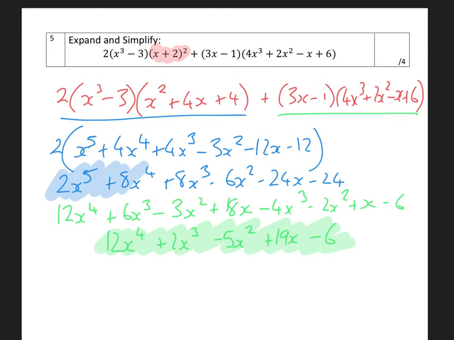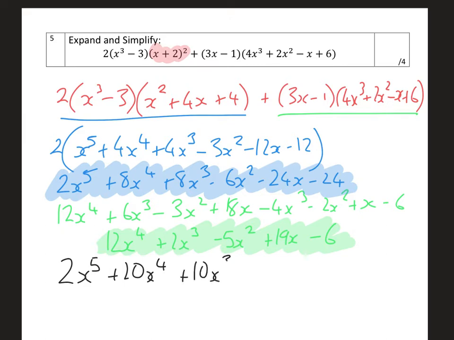That was my final answer for the first part. And I'm just going to add them together to get 2x^5 plus 20x^4 plus 10x cubed minus 11x squared minus 5x minus 30.